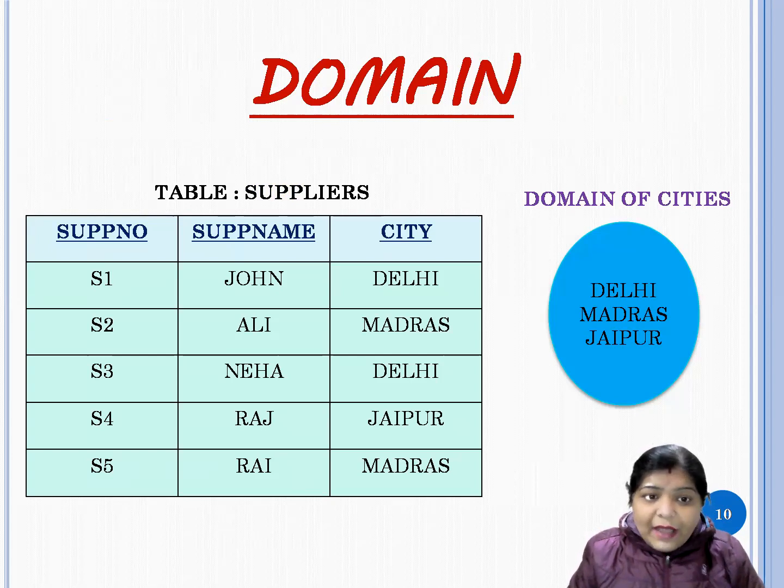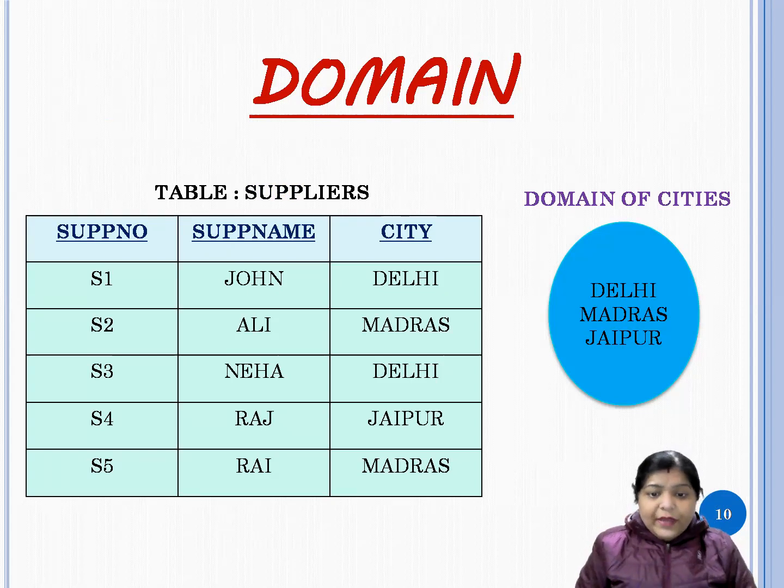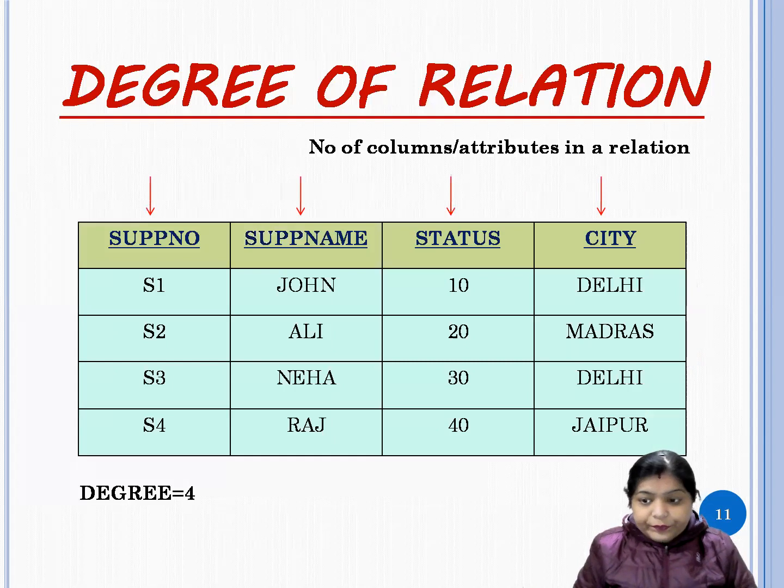We have to utilize these cities only. Okay. So this is what? Domain. Domain means the limit in which we have to use the things. That is a domain. Now, this is very much important, and every time this question will come also.